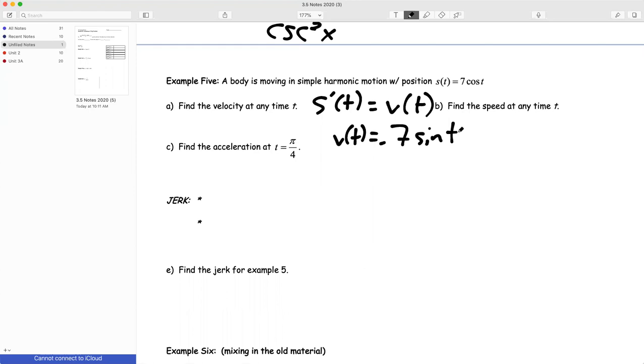Question? Part B says find the speed. How do you find speed?